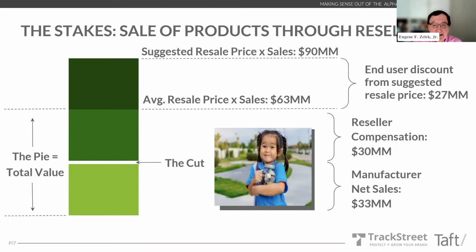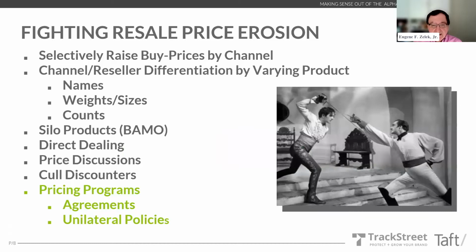There's a tendency to go right to the bottom language here in green: pricing programs, agreement, and unilateral policies. But there really are a variety of ways to address resale price erosion. And we will focus on the ones in green because that's the topic of our discussion. But I think this is something else that is often lost. It is possible to selectively raise buy prices by channel.